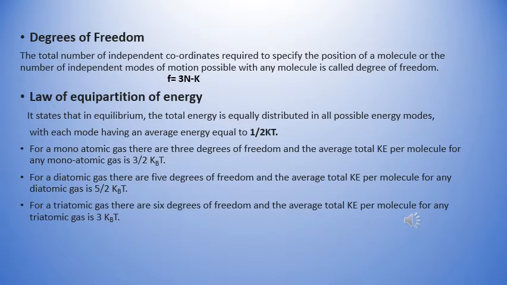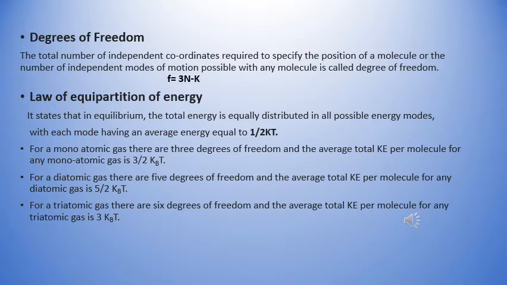Degrees of freedom of a system are defined as the total number of coordinates or independent quantities required to describe completely the position and configuration of the system. It can also be defined as the number of ways in which the particles can absorb energy. So the general formula for the degrees of freedom can be given as F is equal to 3n minus k, where n is the number of particles in the system and k is the number of independent relations between the particles.